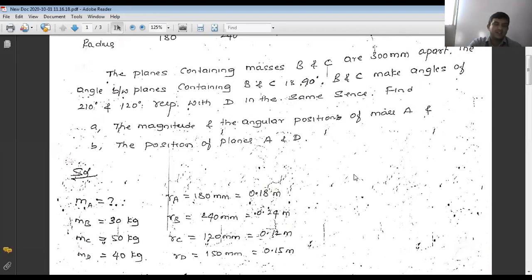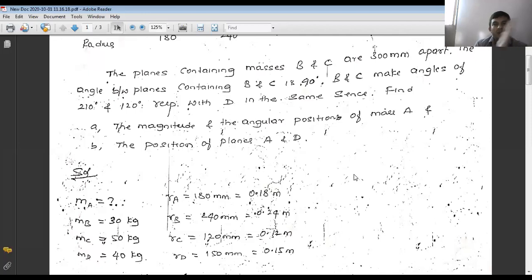Yes, unmute yourself and discuss with me. Which one do you consider in the horizontal position, in the plane position? In the plane position, one is B, another one is C. In the figure, B is here, C is here. The distance between B and C is 300 mm apart. We don't know where plane A and plane D will come.